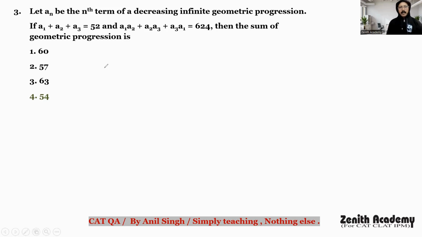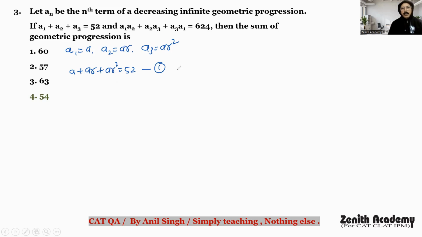It is a GP. So let us take the first term of the GP as A and the common ratio as R. So it means a1 will be A, and a2 is AR, and a3 is AR square. So now a1 plus a2 plus a3 is 52, means A plus AR plus AR square is 52.